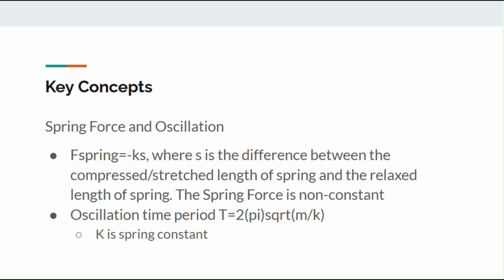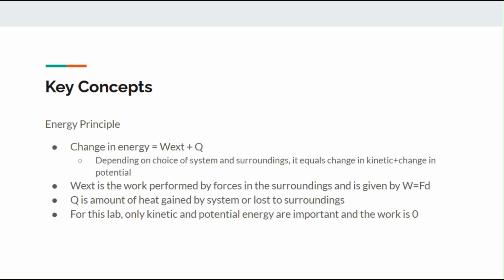Some more key concepts are the spring force in oscillation, where the force of the spring equals negative ks, where s is the difference between the compressed or stretched length of the spring and the relaxed length of the spring. And the spring force is a non-constant force. We can also find the time period of an oscillation using the equation: the time period equals 2 pi times the square root of m over k, where k is the spring constant.